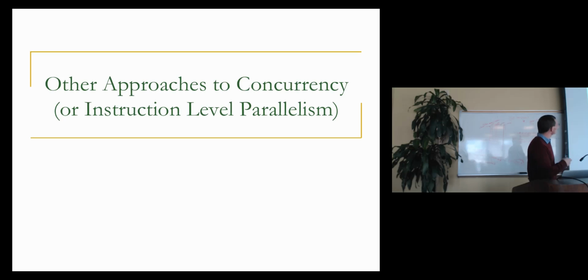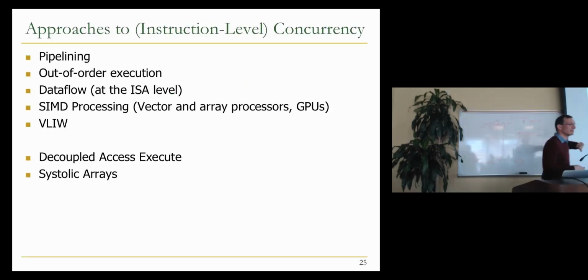The next part of the lecture is about other approaches to concurrency, and this is what we'll cover in the next few lectures. How can we extract instruction level parallelism in better ways, or in different ways? I'll probably talk about data flow relatively quickly this time, but we'll not get to SIMD processing. These are some of the approaches that we're going to cover.